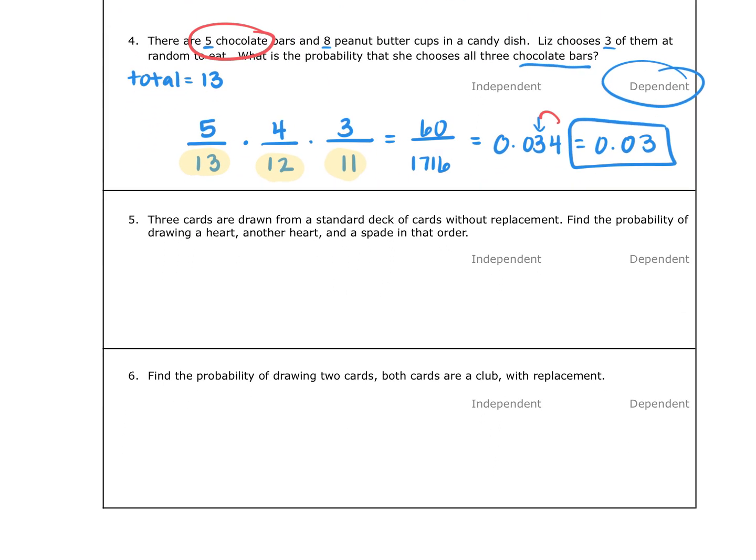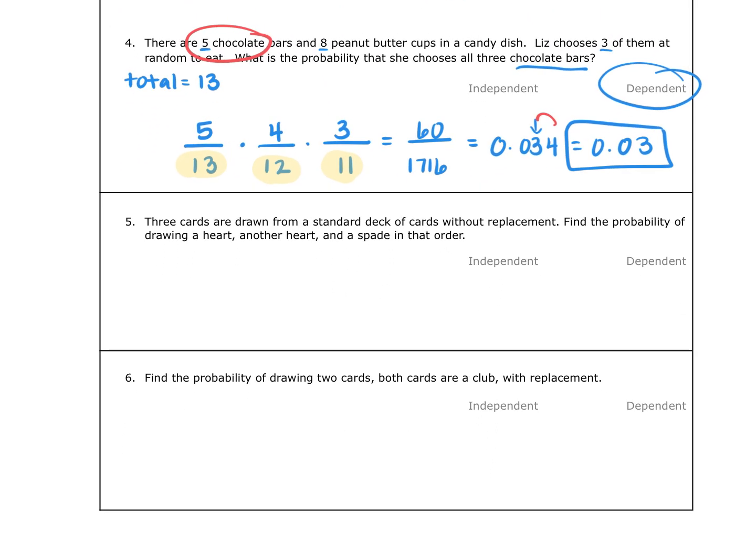Okay, number 5 says, 3 cards are drawn from a standard deck of cards without replacement. That means when I take it out, I hold on to it, so I don't put it back in the deck. Find the probability of drawing a heart, another heart, and a spade in that order. Okay, so that tells me how many lines I need. So I want a heart, I want another heart, and I want a spade. So I'm going to say this one is a heart, this one is a heart, and this one is a spade.